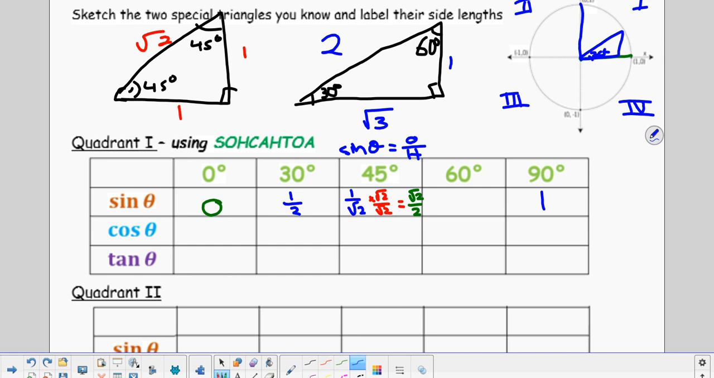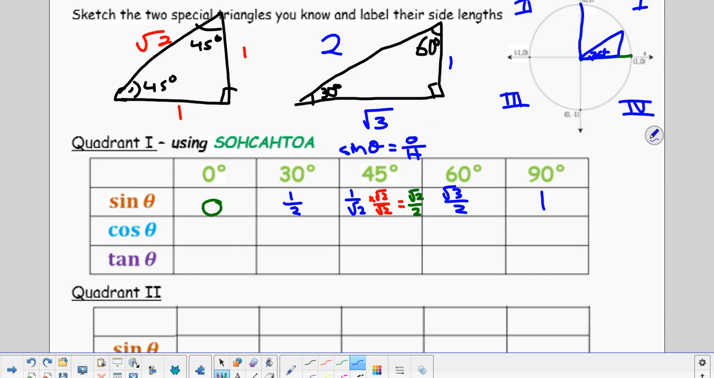Okay, so now we've got 60. So for sine of 60 instead, root 3 over 2. Yeah, root 3 over 2.